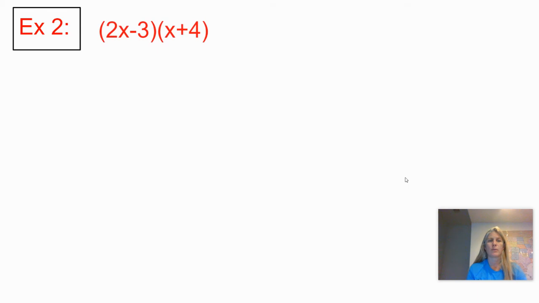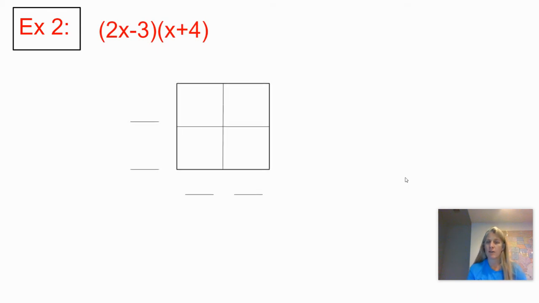Here's our second example, 2x minus 3 times x plus 4. So once again, our first job is to draw our generic rectangle and then set up our binomials outside of the generic rectangle. We have 2x minus 3. Now notice that minus 3, we include the sign to the left, so make sure that that is negative. And then we go up the side, we have x plus 4.